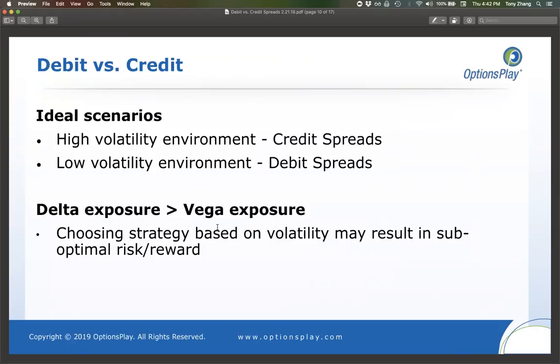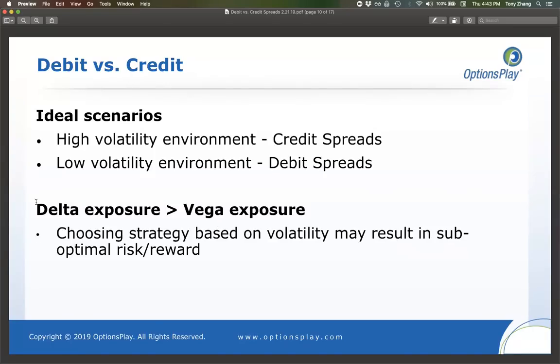So again, it's ideal for you to sell credit spreads in a high volatility environment and trade debit spreads in a low volatility environment. But many of you may have gone through other forms of education or seen stuff online that tells you when it's high volatility, sell credit spreads. When it's low volatility, buy debit spreads. However, that, in my opinion, is an oversimplification of volatility, and that doesn't address a big problem with that statement.